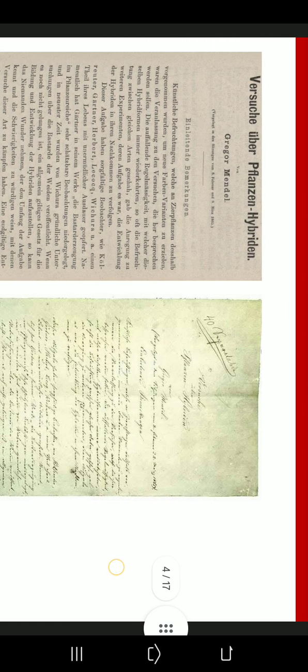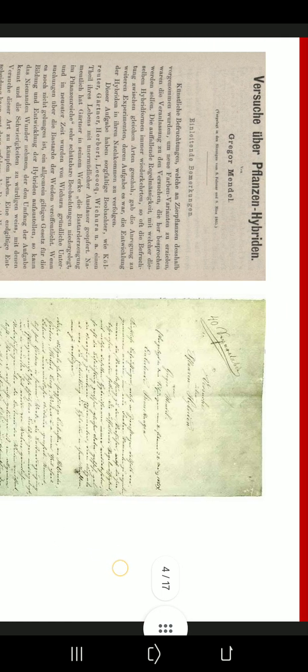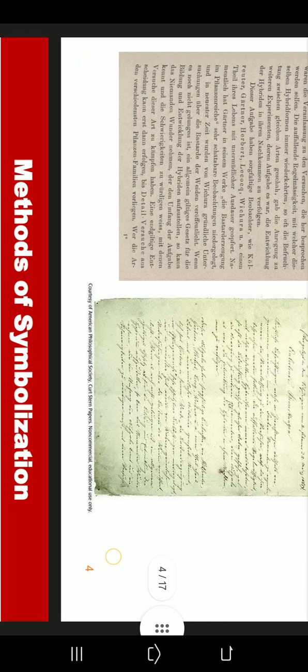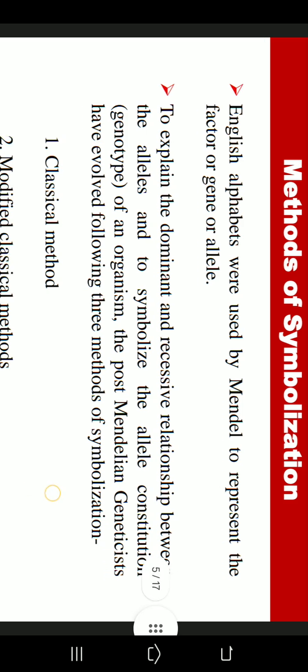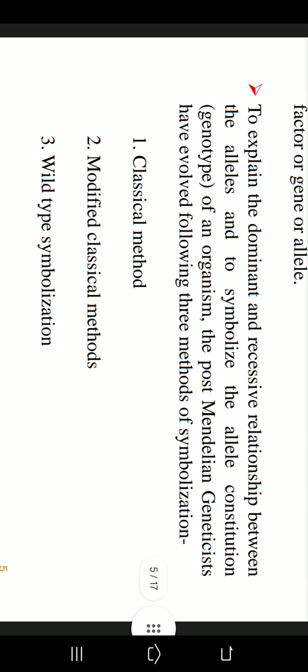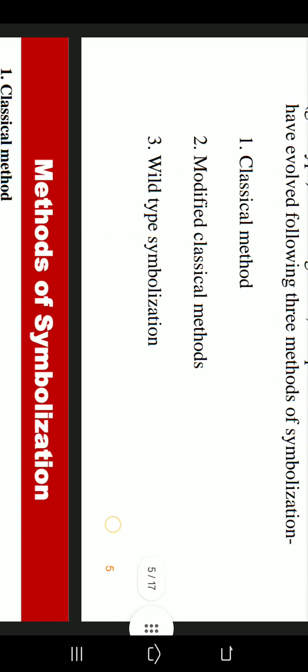You can see Mendel's book here. Now Mendel's methods of symbolization. English alphabets were used by Mendel to represent factor or gene or allele. First he gave the name factor, then it became gene, and now we say allele. To explain the dominant and recessive relationship between the alleles and to symbolize the allele constitution, or genotype, of an organism, post-Mendelian genetics has evolved following 3 methods of symbolization: classical, modified classical, and wild type symbolization.